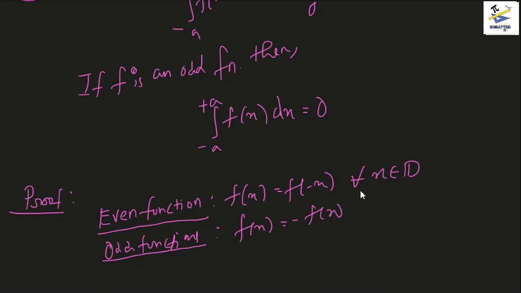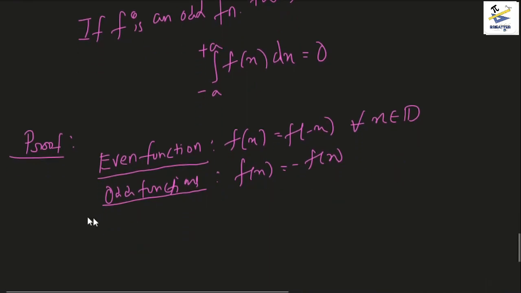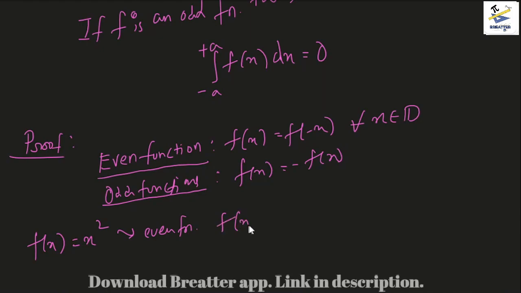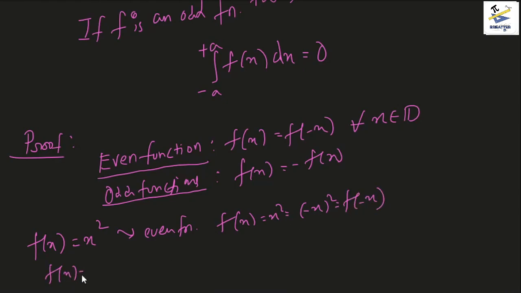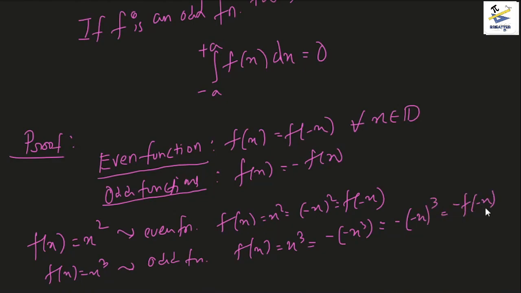So there are a lot of examples of even and odd functions, let me give you some examples. f of x equals x square is an even function because f of x is equal to x square, which is also equal to minus x whole square, which is also equal to f of minus x, right? Whereas f of x equals x cube is an odd function, since f of x equals x cube equals minus of minus x whole cube equals minus of f of minus x.